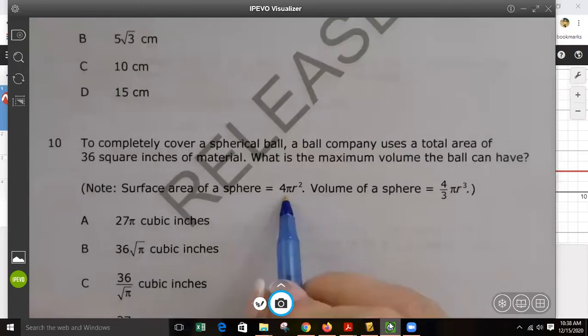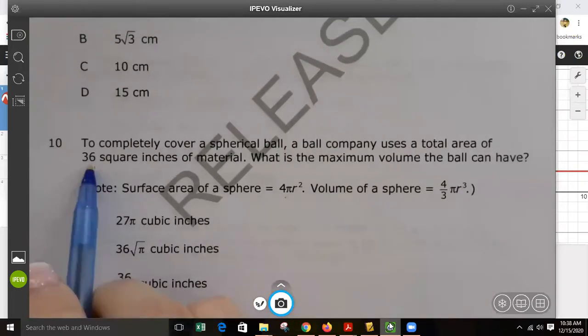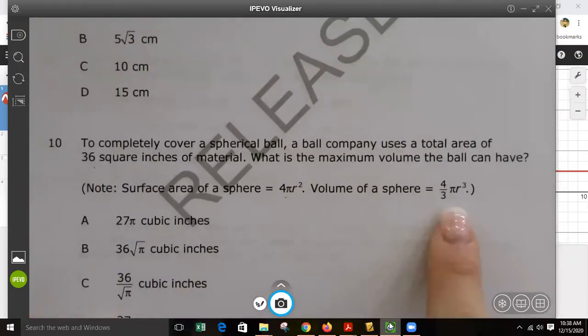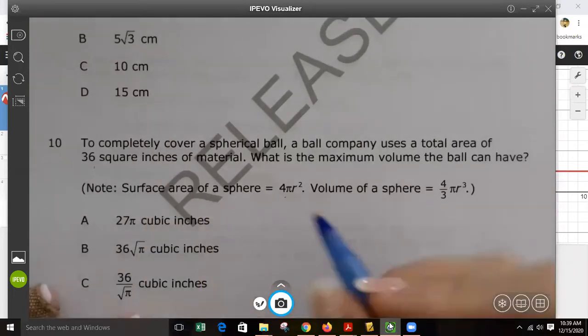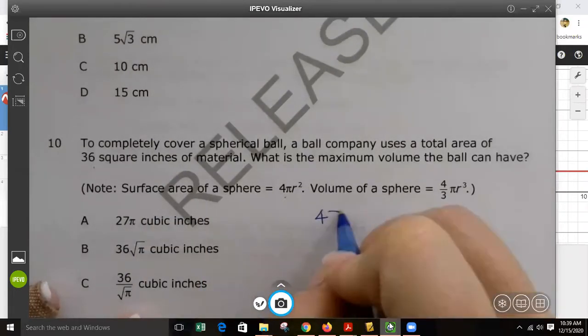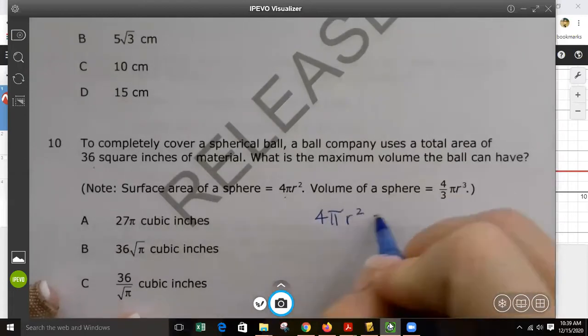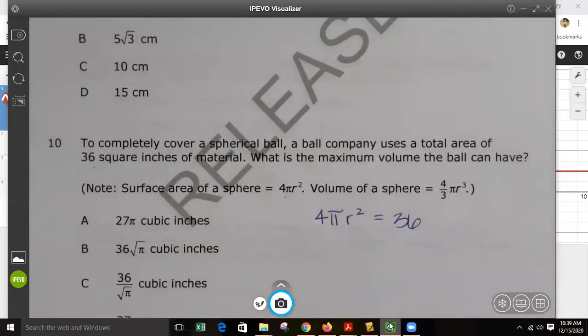All right, so this is surface area, 4 pi r squared. It said that is 36 inches. To be able to figure out the volume, I need to figure out what r is. That's the only thing I need for the volume. The way I'm going to do that is I'm going to use the surface area formula. So I'm going to start with the surface area, 4 pi r squared equal to 36.